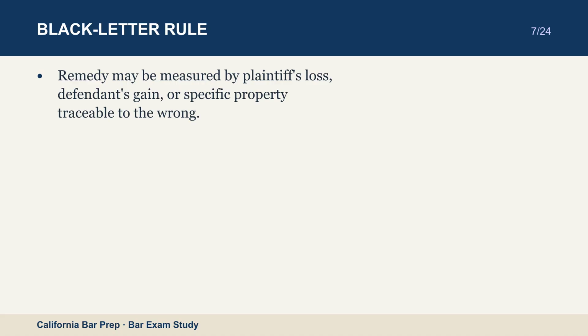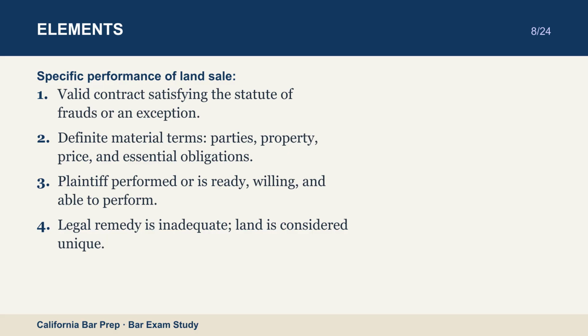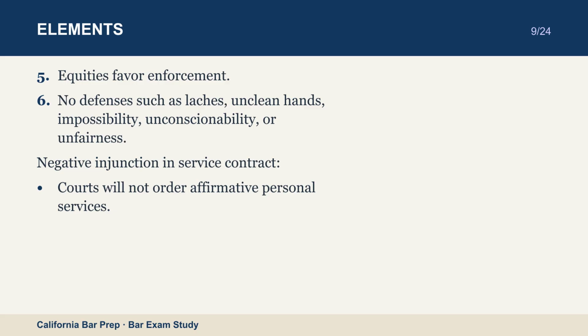Specific performance of land sale. Valid contract satisfying the statute of frauds or an exception. Definite material terms, parties, property, price, and essential obligations. Plaintiff performed or is ready, willing, and able to perform. Legal remedy is inadequate. Land is considered unique. Equities favor enforcement. No defenses such as laches, unclean hands, impossibility, unconscionability, or unfairness.